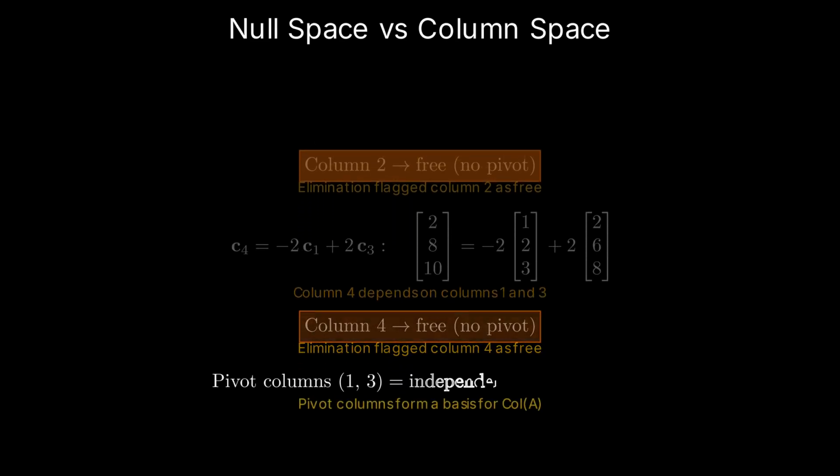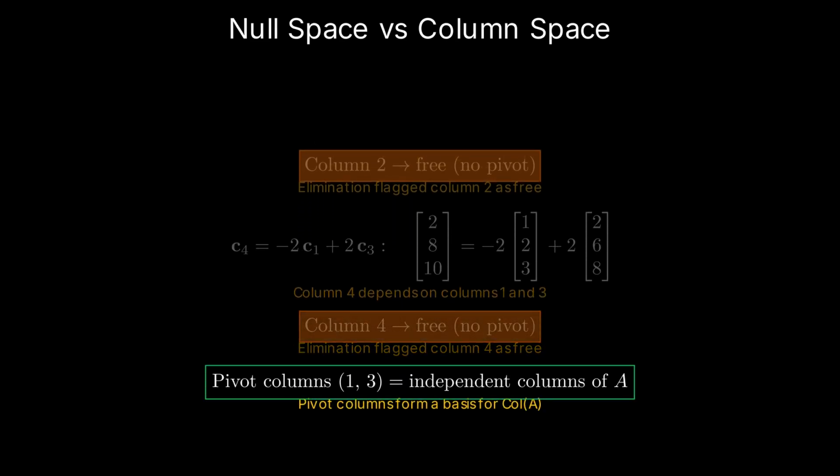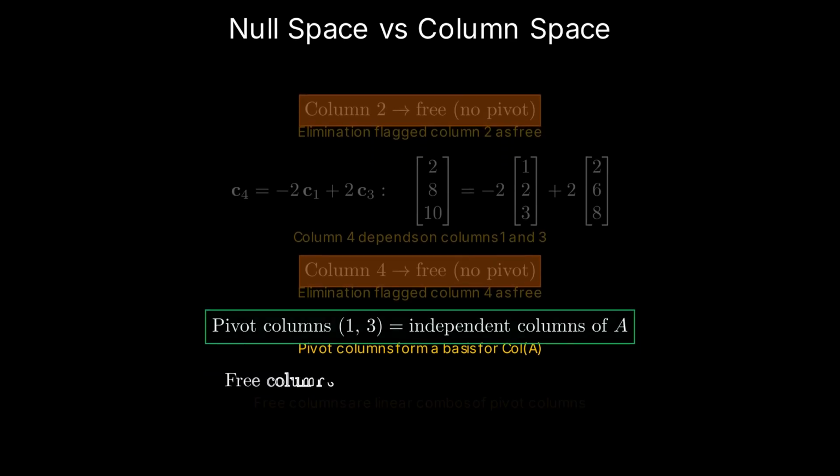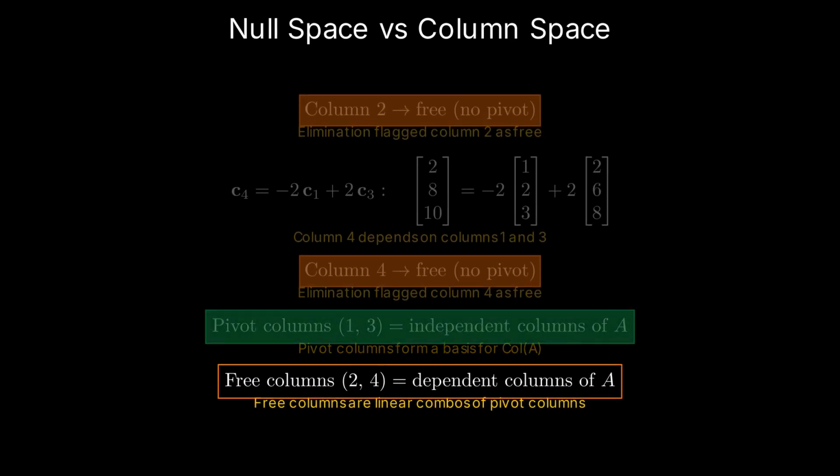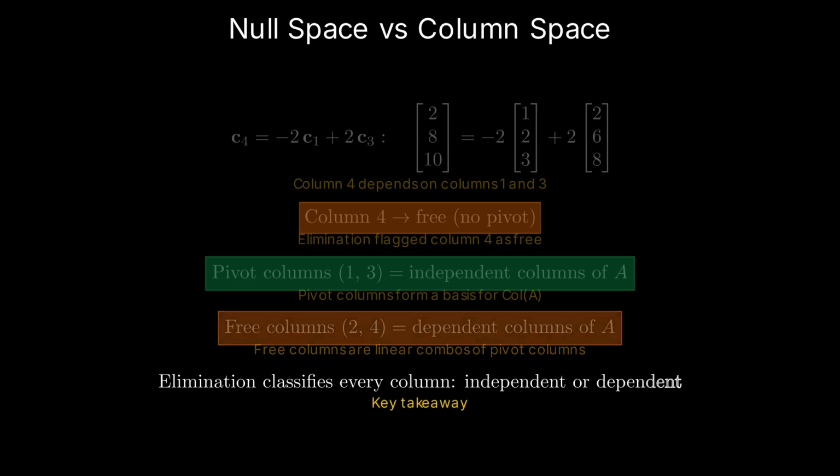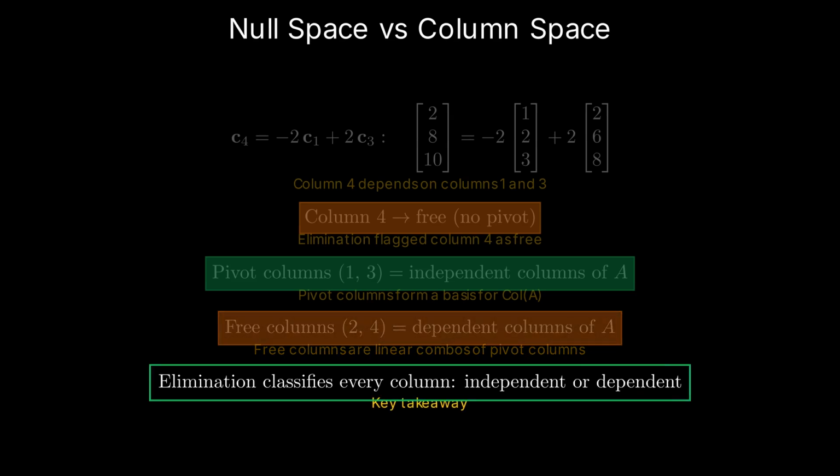The pivot columns, 1 and 3, are the independent columns of A. The free columns, 2 and 4, are the dependent columns. Elimination doesn't just solve systems. It classifies every column as either independent or dependent. The dependencies we spotted by eye, elimination discovered through pure computation. Let's step back and see the big picture.